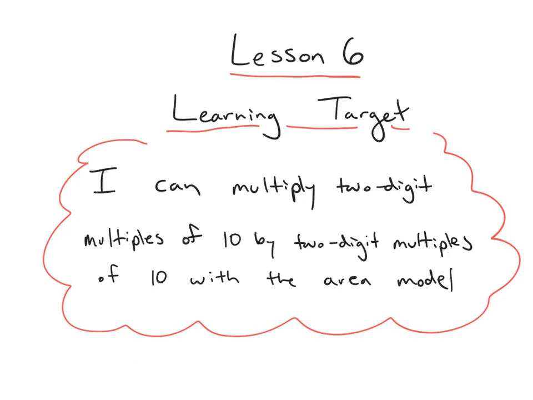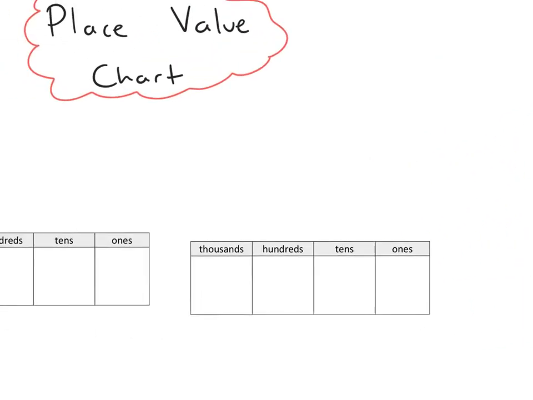The Lesson 6 learning target is: I can multiply 2-digit multiples of 10 by 2-digit multiples of 10 with the area model. So we're actually going to be looking at a few different strategies of multiplying two-digit numbers by each other. Some of the strategies might look familiar, but we're going to be learning a new one today as well, the area model. So let's go ahead and jump into the first strategy we can use to solve these types of problems.